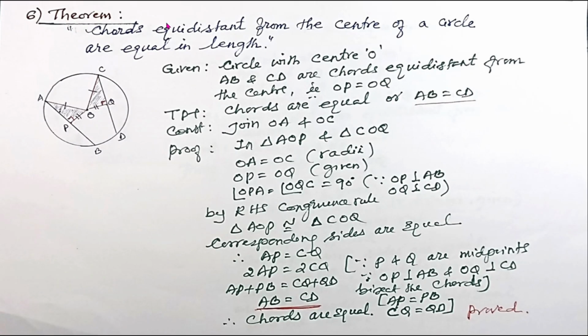Now the next theorem. It states that chords equidistant from the center of a circle are equal in length. Now the theorem is very simple. We are given a circle with center O and there are two chords AB and CD at equal distance from the center. That means OP is equal to OQ. Now we have to prove that the chord AB and chord CD are equal in length. Now let us see how to prove it.